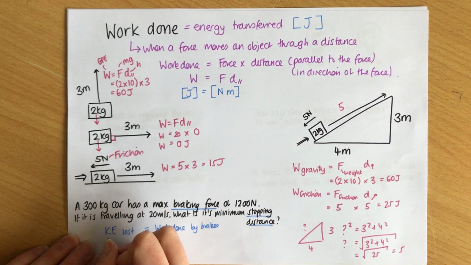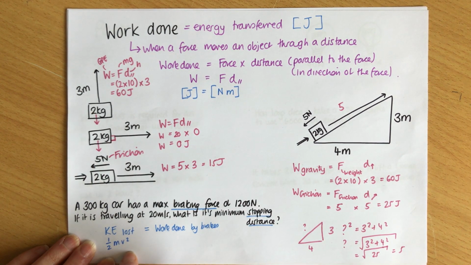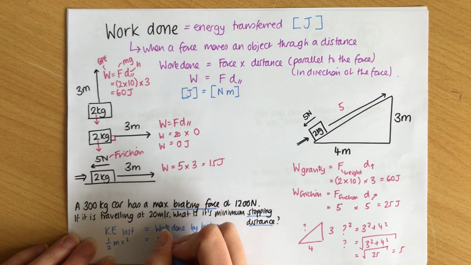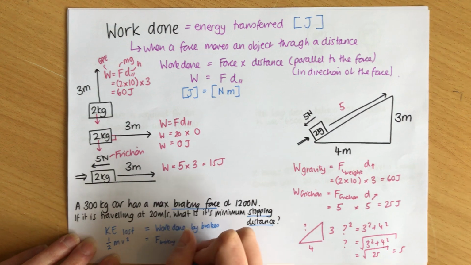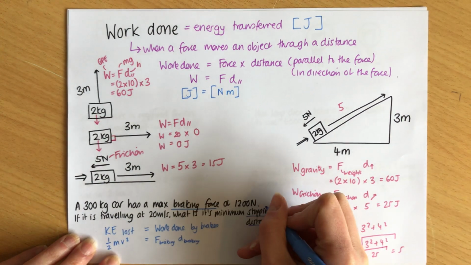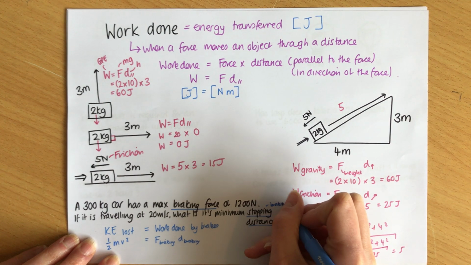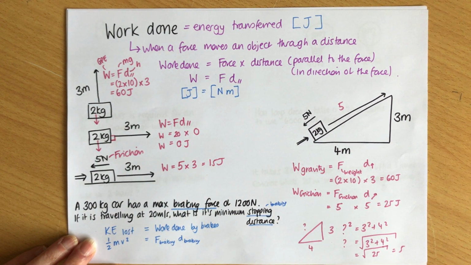So we get this equation: 1/2 mv squared, the kinetic energy that the car originally had, all of that is going to have to go into work done by the brake, so force, which we call the braking force, times d, which is the braking distance. I should probably have called this the braking distance, sorry. The stopping distance also has a thinking distance in there. And I can put my numbers in and find it out.